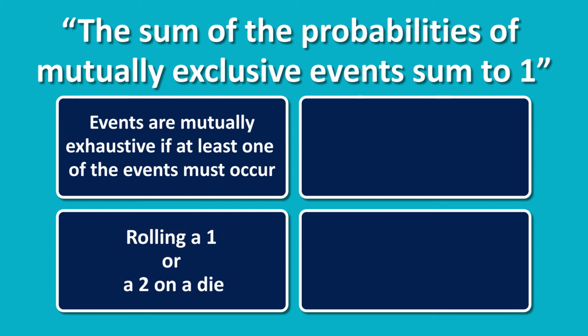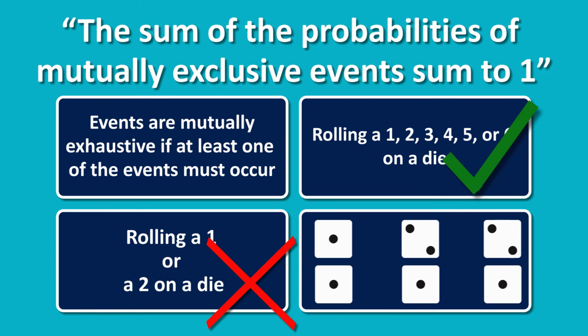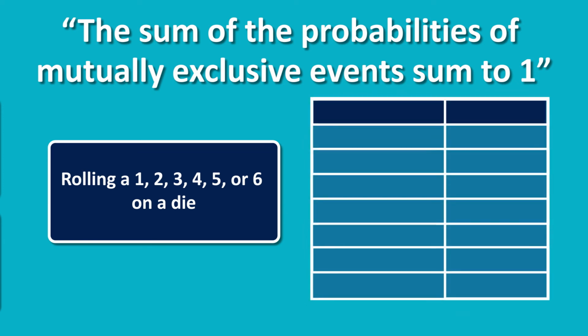Rolling a 1 or a 2 on a die are not mutually exhaustive, because I could also get a 3, a 4, a 5, or a 6. There are more outcomes that can occur than just a 1 or a 2. However, rolling a 1, 2, 3, 4, 5, or 6, those are mutually exhaustive events, because at least one of them must occur. Let's take our example of mutually exhaustive events and draw up a little probability table.